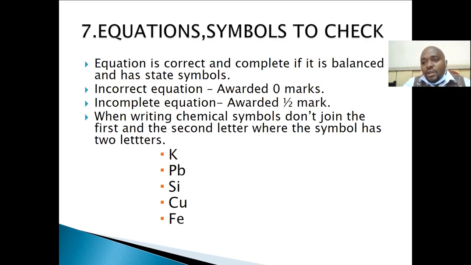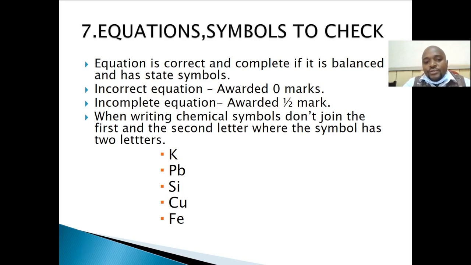For example, you can be told, write the equation between potassium and copper 2 oxide. There will be a displacement there. And the condition there must be heat, which will be the activation energy. So in that case, you need to be very clear. State symbols clear, balancing also correct.